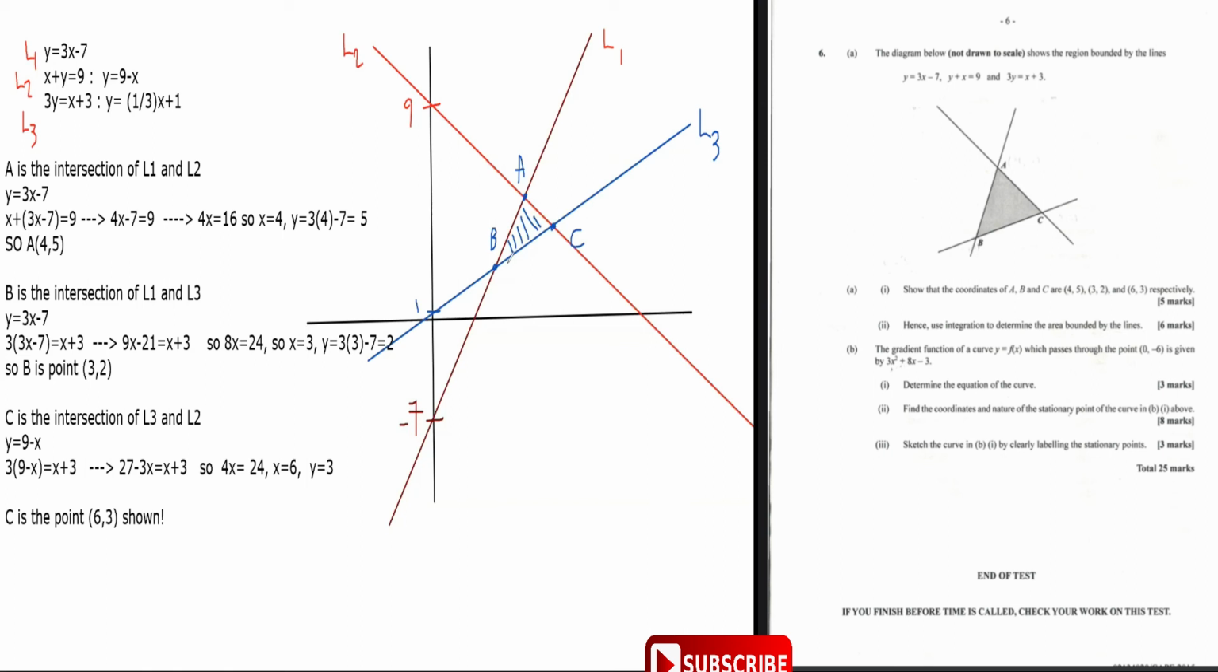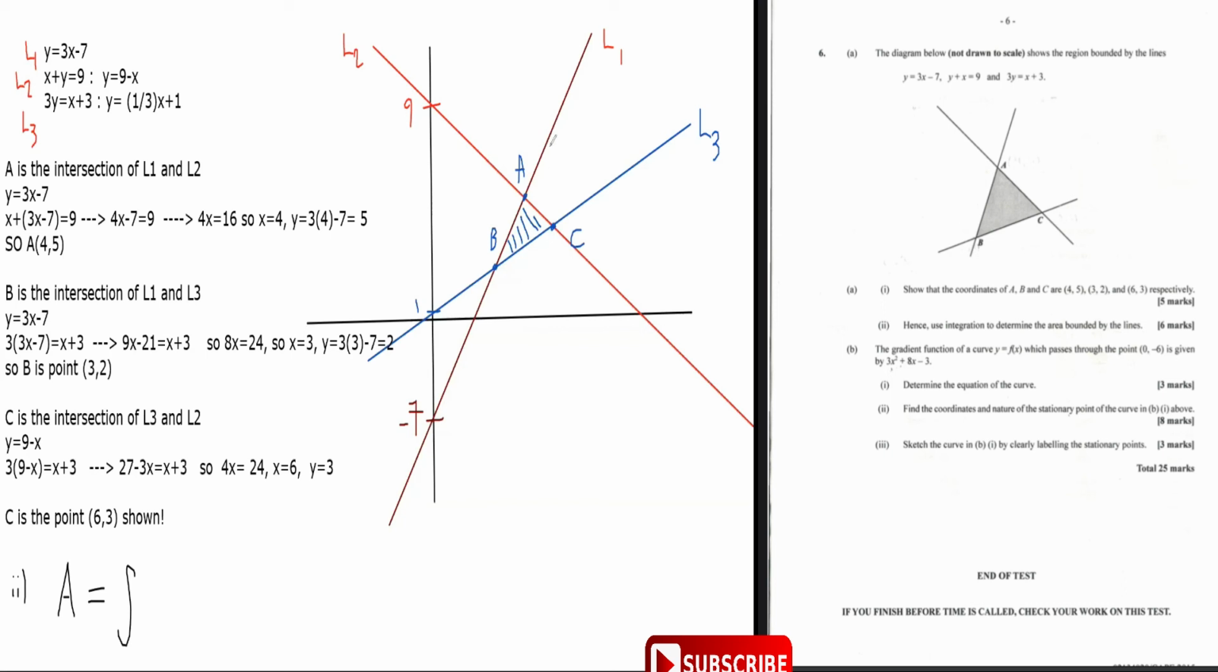Remember, to find the area, it's going to be the integral of this line from this point to this point, plus the integral of this line from this point to this point, minus the area below this line. Ah, I see it. So let me write it down here. We're going to call it area A. So this is part 2.